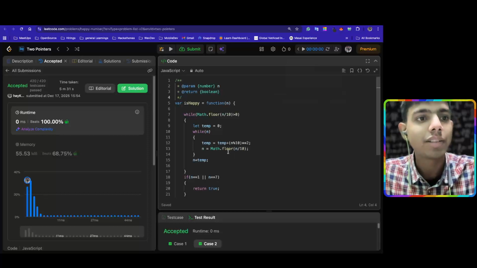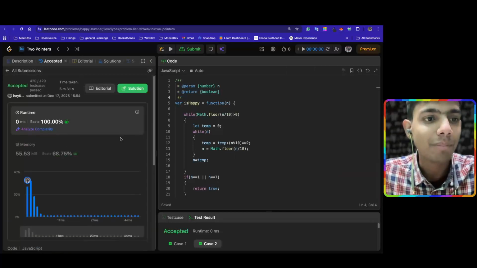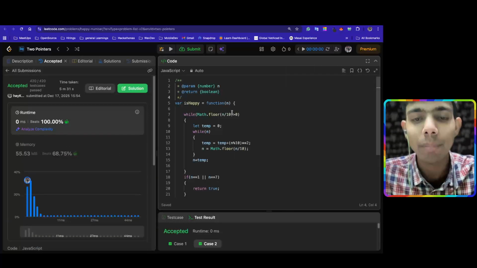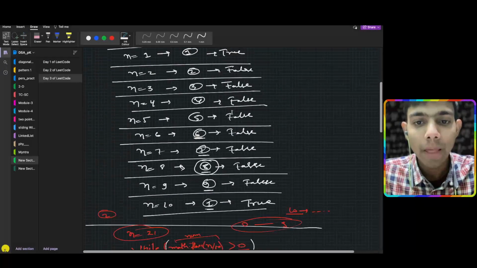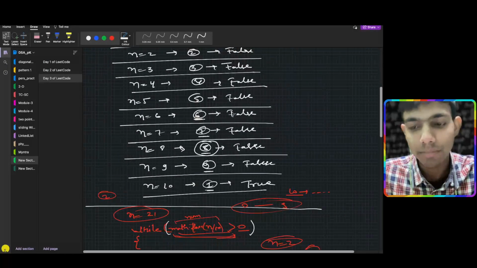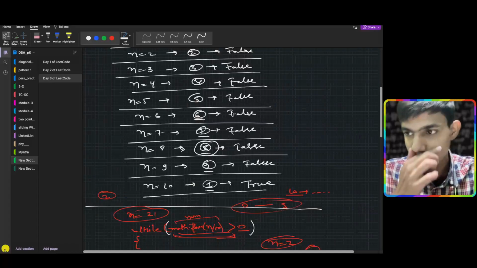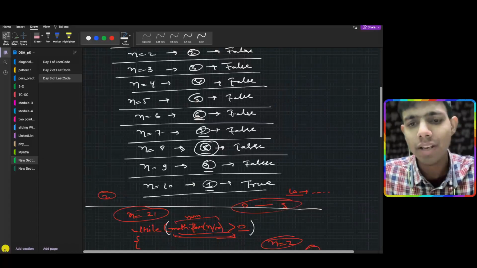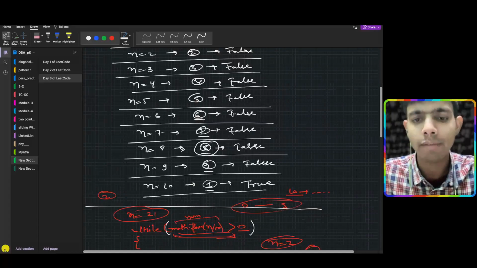So we have done this happy number problem. I am very happy guys, and I hope you have understood something. As far as I know, I think it will help you in some way.